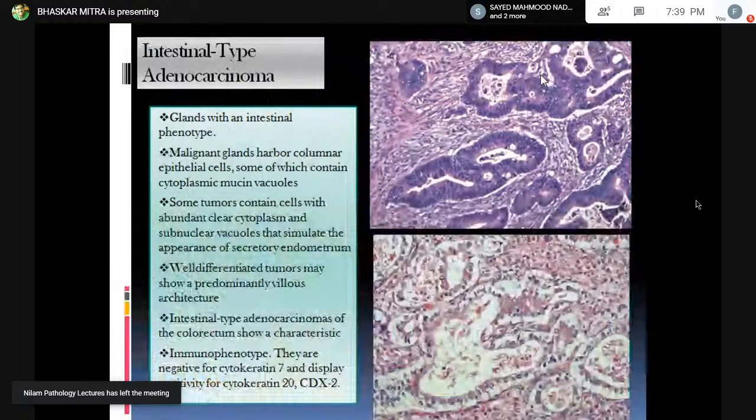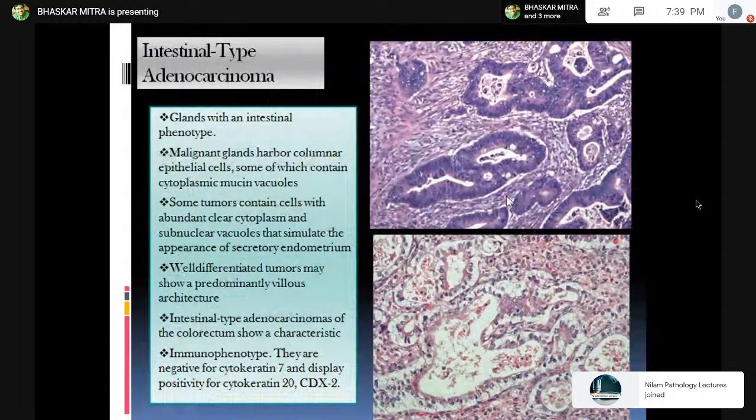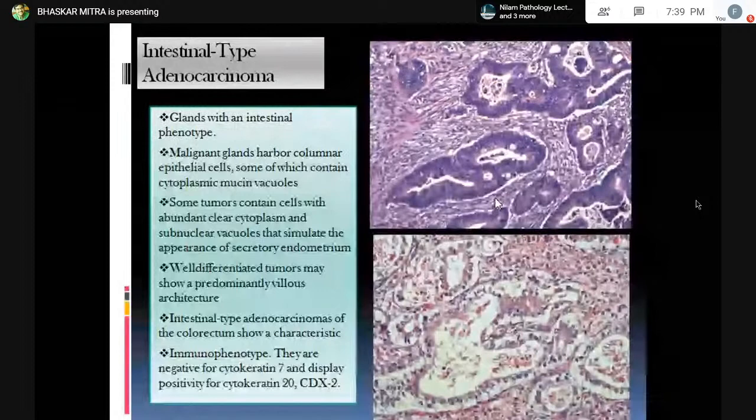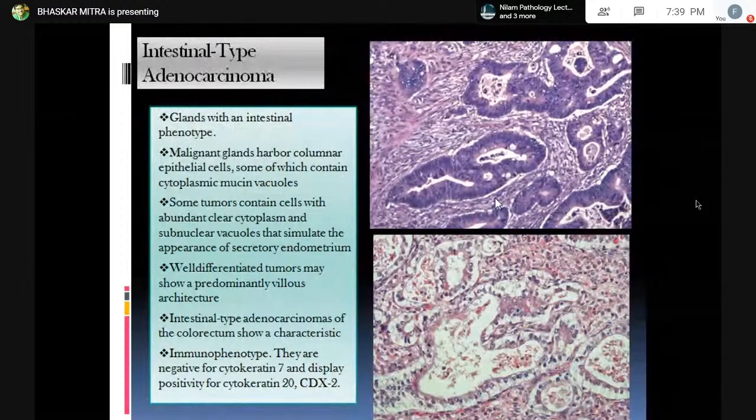Here the malignant glands harbor atypical columnar epithelial cells, some of which contain cytoplasmic mucin vacuoles. And sometimes they contain so much mucin that the cytoplasm appears clear. There may be subnuclear vacuolation of these cells and they may mimic secretory endometrium. Now these are mostly well-differentiated tumors with a prominent tubulovillous or villous architecture, or a combination. Characteristically, immunohistochemically they show CK20 and CDX2 positivity and are negative for CK7. As we know, the distal colon cancers are more CK20 positive than CK7.